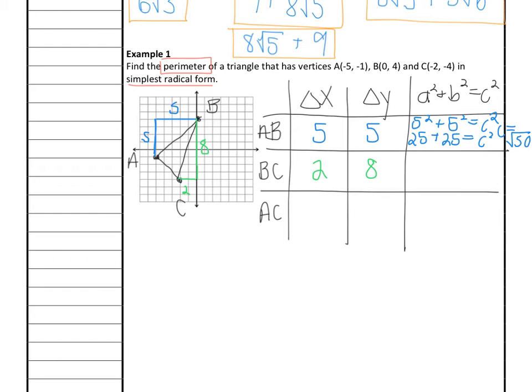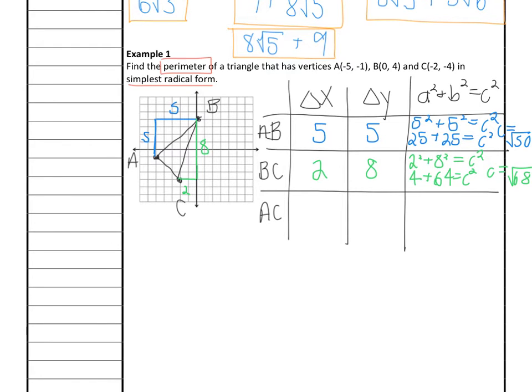So you know what to do, Pythagorean theorem. 2 squared plus 8 squared equals c squared. 2 squared is going to be 4. 8 squared is going to give me 64. So when I'm all said and done, c equals the square root of 4 plus 64, which is going to give me 68. All right, we have the length of 2 sides. We need the length of our third side.